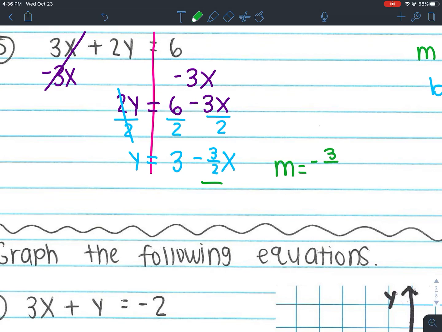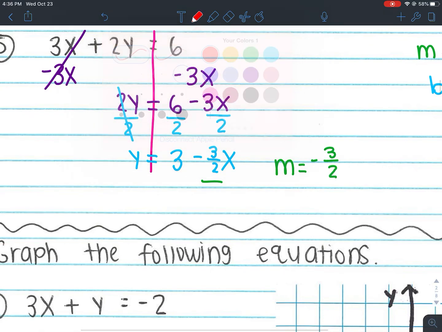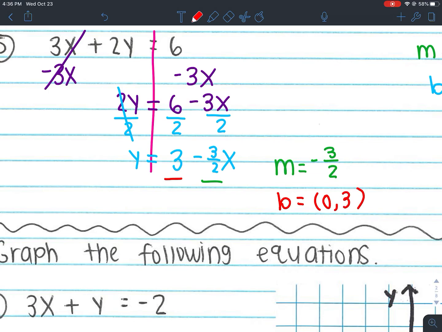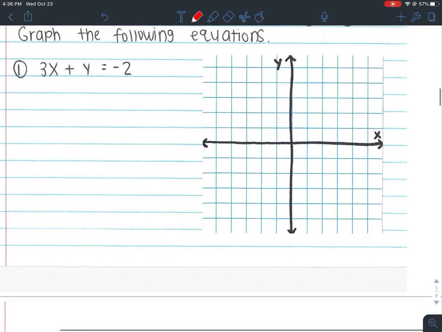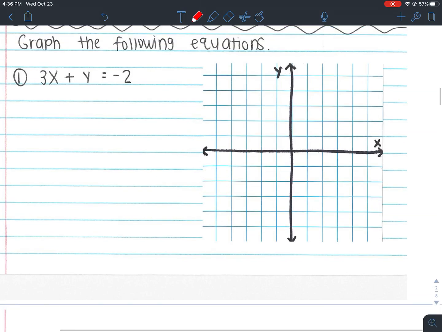Okay, so let's identify our slope here. We have a slope of negative 3 over 2, and the y-intercept is positive 3, so 0, 3. This is what we're going to be using in order to graph our equations. This video will be two parts. We'll graph equations, and then we're going to graph inequalities.